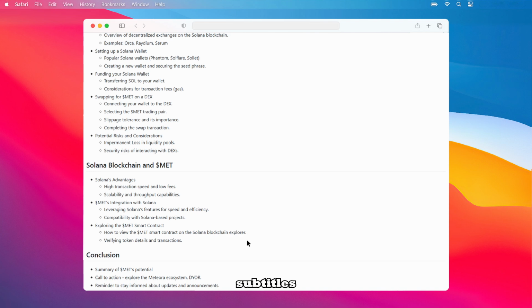In conclusion, we've explored the potential of the METEORA token, $MET, and its place within the Solana ecosystem. Now, it's your turn to take the reins. We encourage you to delve deeper into the METEORA ecosystem, conduct your own thorough research, and decide if $MET aligns with your investment strategy. Finally, remember that the crypto world moves quickly, so be sure to stay informed about the latest updates, announcements, and developments surrounding $MET and the entire METEORA platform to make well-informed decisions.